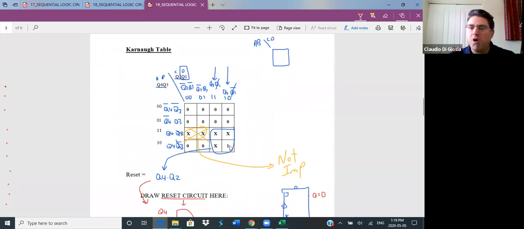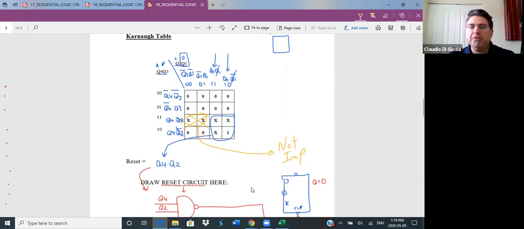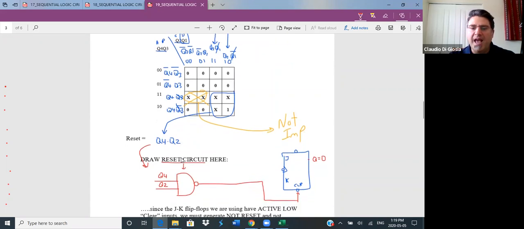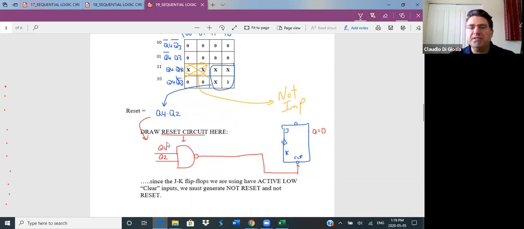I want to get rid of the 1, but I can get rid of the 1 by making a bigger group with the help of the X's. I do not need to use any X that doesn't fall into a group. My simplified equation is Q4 multiplied by Q2. In reality, that is an AND gate. But since my clear is reverse logic, in reality this would be NOTed. It's always going to be NOTed because we're using reverse logic gates.